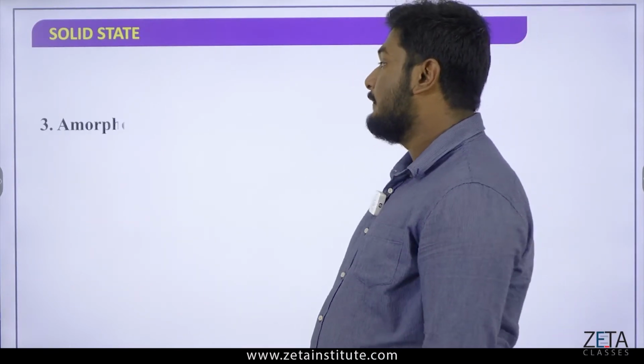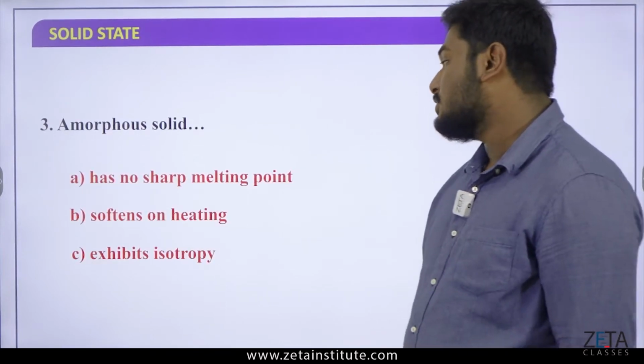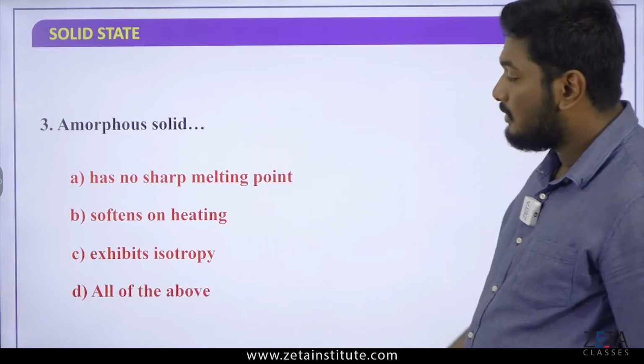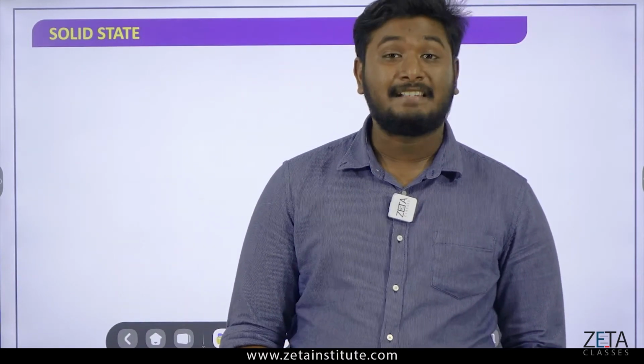Clear? We have one more question here. An amorphous solid has no sharp melting point, softens on heating, exhibits isotropy. All of these. All are the properties of amorphous solid. Clear? So now we can check the further classification of crystalline solid.